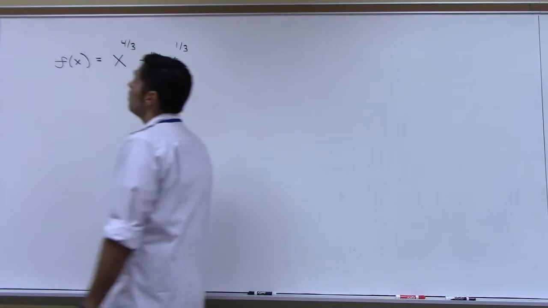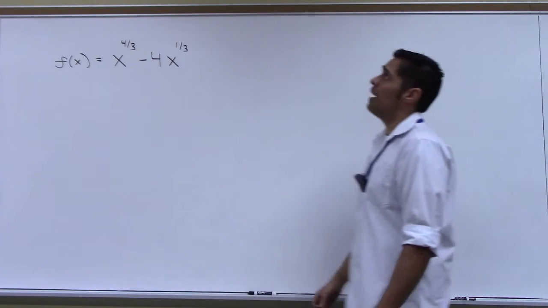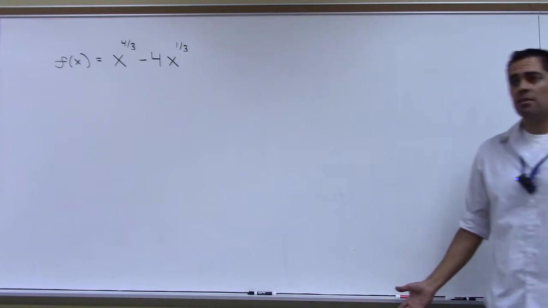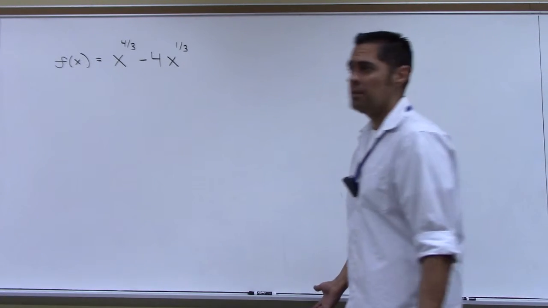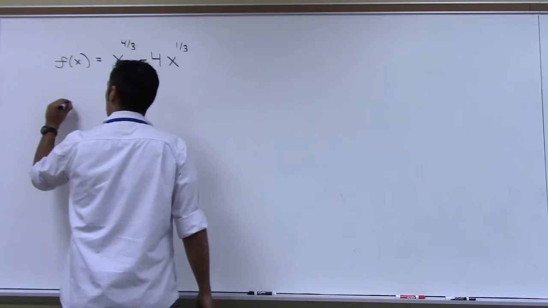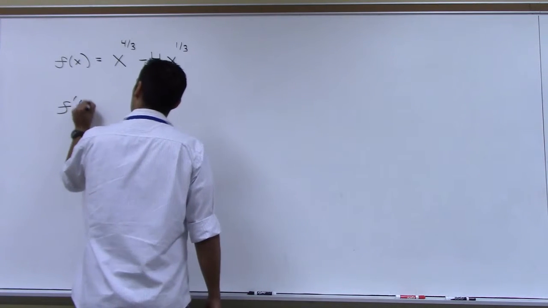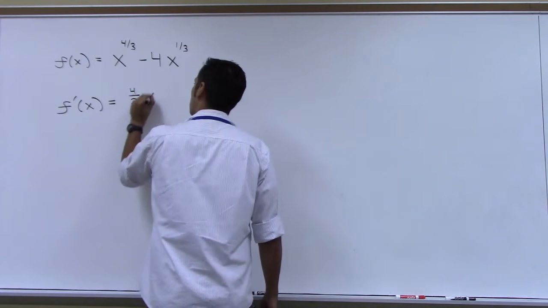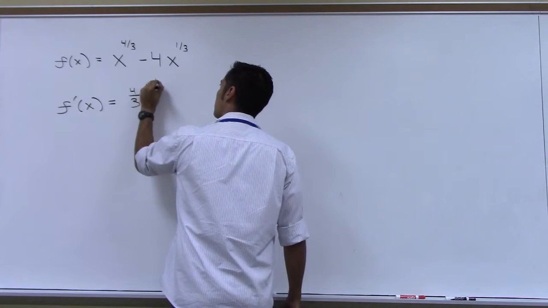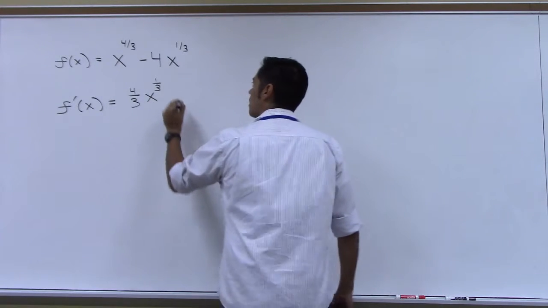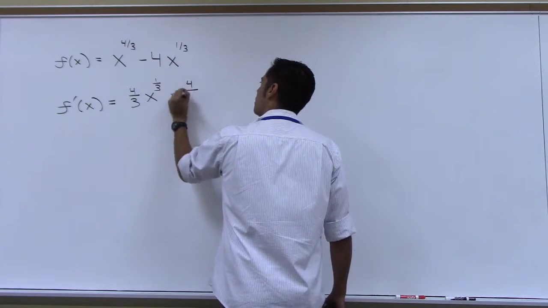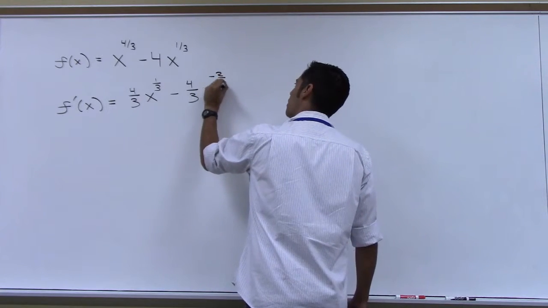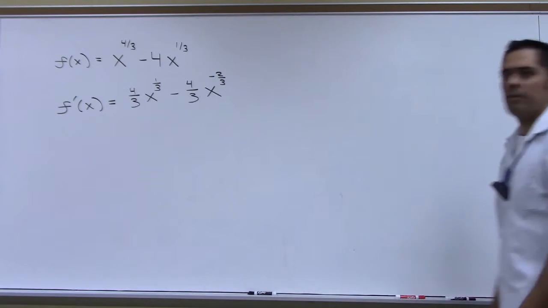All we want to know is where it's going up and down, local max, local min, right? So all I need are the critical numbers. So I need the derivative, first derivative only, and set it to 0 and figure out where it's undefined. So first derivative of this is power rule, right? It's the first rule we learned when we took derivatives. Minus 4/3 x to the negative 2/3. That's the derivative, right?